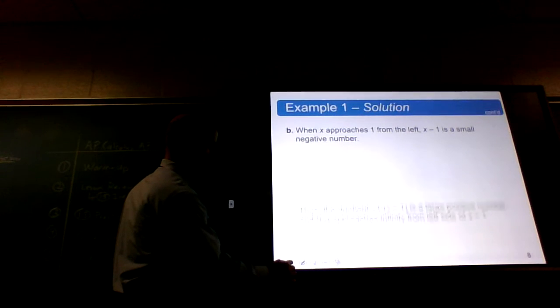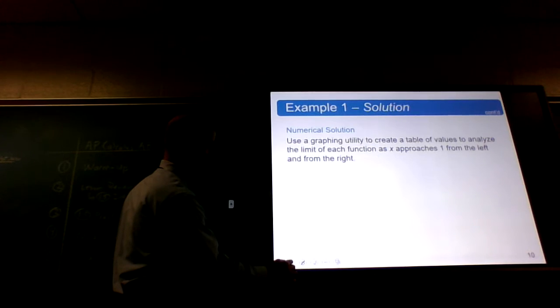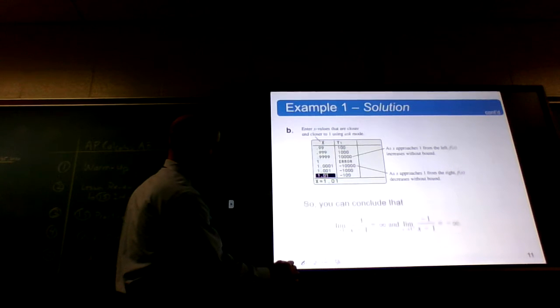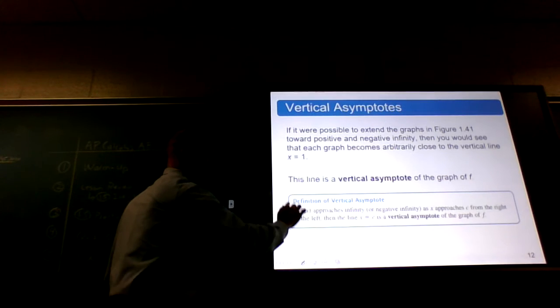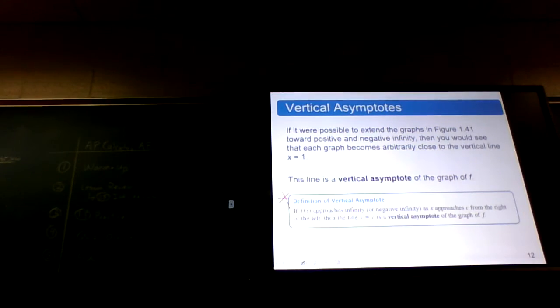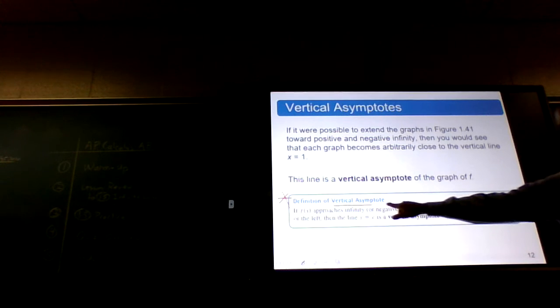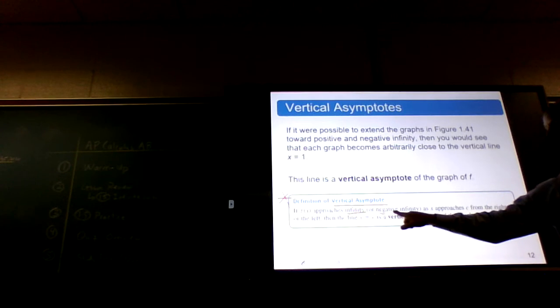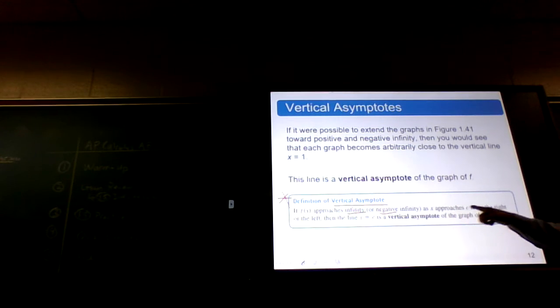I've got some more slides here where I do it algebraically, but I want to get to the definition of a vertical asymptote. So here's using your calculator. I went through that on the slide. Okay, here we go. This is the most important slide on the presentation. How do we define a vertical asymptote? A vertical asymptote is when a function approaches infinity or negative infinity as x approaches some value c from the left or the right.